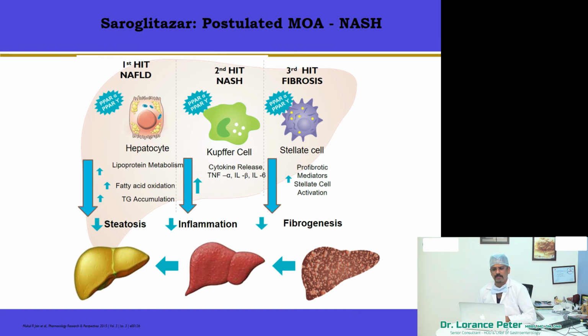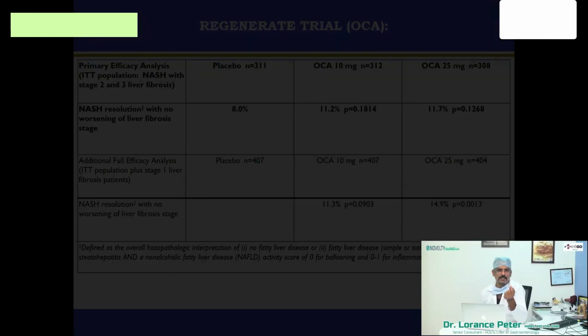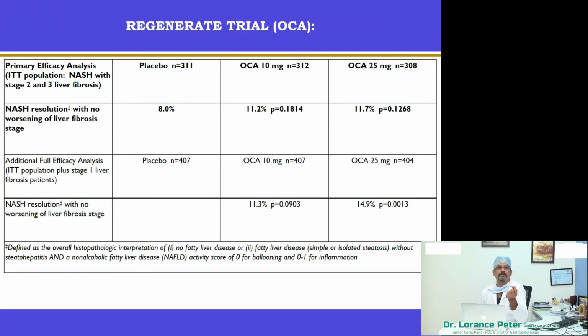It also reduces Kupffer cell activation by reducing cytokine release, and reduces stellate cell activation, which finally causes liver fibrosis. So saroglitazar is a promising drug which has been shown to reduce liver inflammation, reverse NASH, reduce fibrosis, improve glucose metabolism and HbA1c, and also improve the lipid profile and triglycerides.